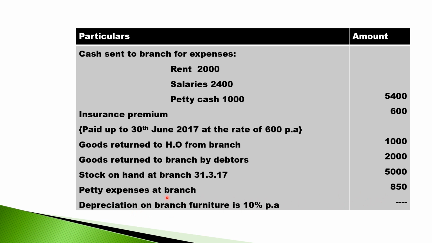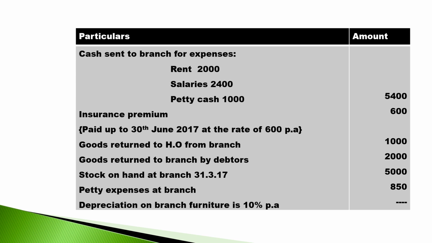Petty expenses at branch 850. Students understand, it is not closing petty cash. It is called petty expenses at branch. So at branch you have spent 850 rupees. It is not called closing petty cash. So you need to calculate closing petty cash. Depreciation on branch furniture at 10% per annum. So depreciation should be deducted from closing furniture.